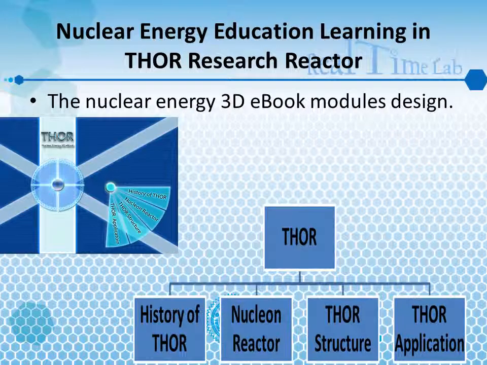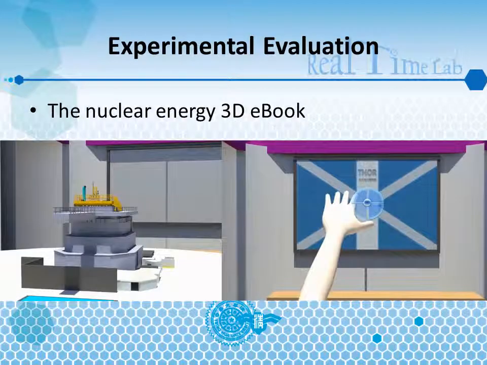The following explains the nuclear energy environment of THOR shown in this figure. The aim of the nuclear energy sensing eBook is to provide a user interface that allows inclusive design and enables greater interaction for users. This study is divided into 4 modules, including the history of THOR, nuclear theory, an outline of the THOR structure, and the THOR applications. These figures show the nuclear energy sensing eBook interface design.